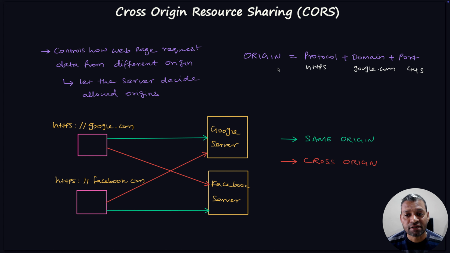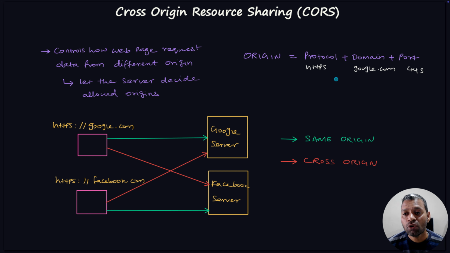Let's first understand what an origin is. Origin is part of the URL of a web page which is sending a request to the server. Origin is made up of protocol, domain, and port. For example, the protocol could be HTTPS or HTTP, the domain is the domain name of the website, for example, google.com, and the port is usually the port on which the web server is listening. For HTTPS, this will be 443, and for HTTP, this will be 80.